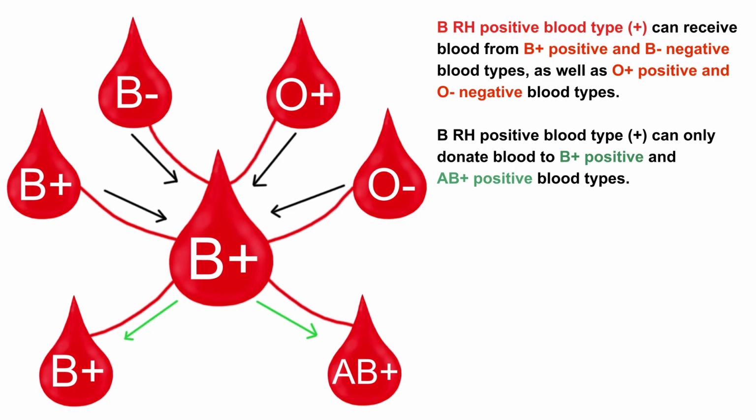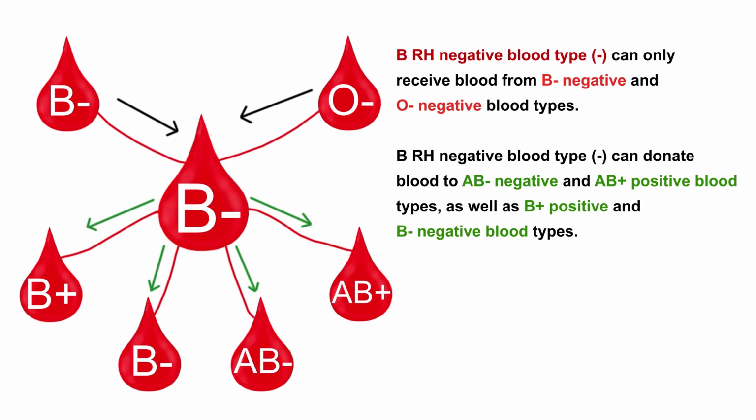B Rh positive blood can receive blood from B positive and B negative blood, and O positive and O negative blood types. B Rh positive blood can only donate blood to B positive and AB positive blood types.